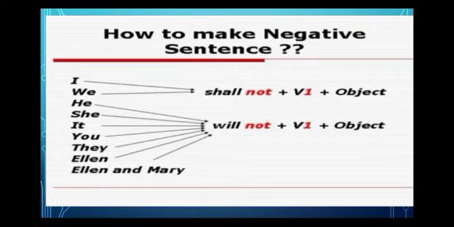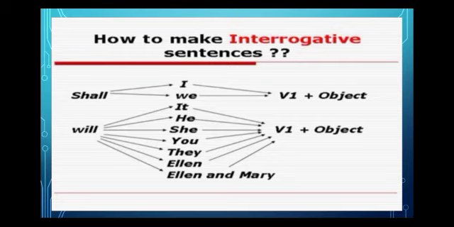Easy, isn't it? Now, how to make interrogative sentences? So children, that is also very easy. What you have to do is you have to start your question with helping verb shall or will. Then at the second place you will write down the subject and then the verb first form will come. And don't forget, whenever you are making interrogative sentences, there should be a question mark in the end. Okay, because a question is incomplete without that question mark. Remember that.